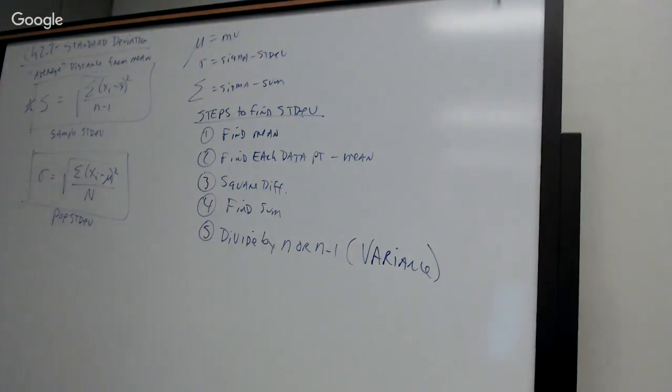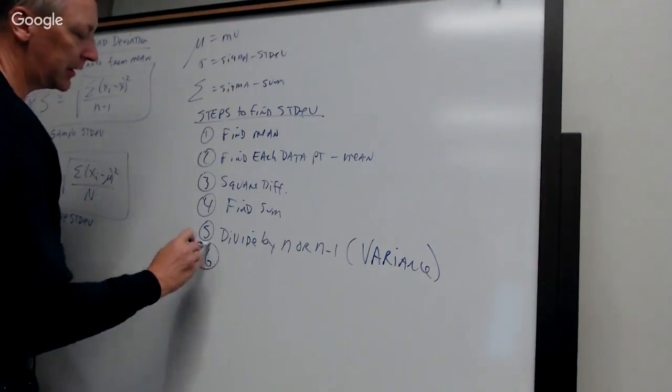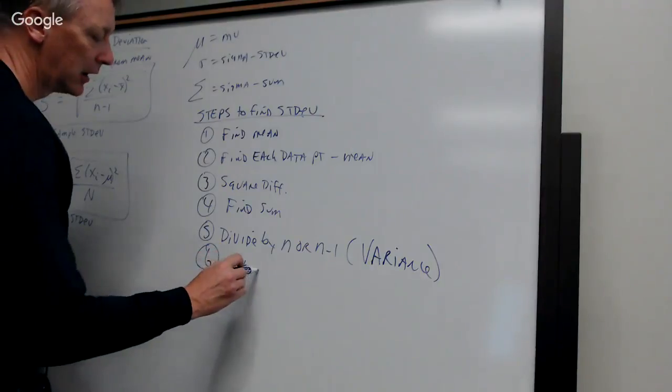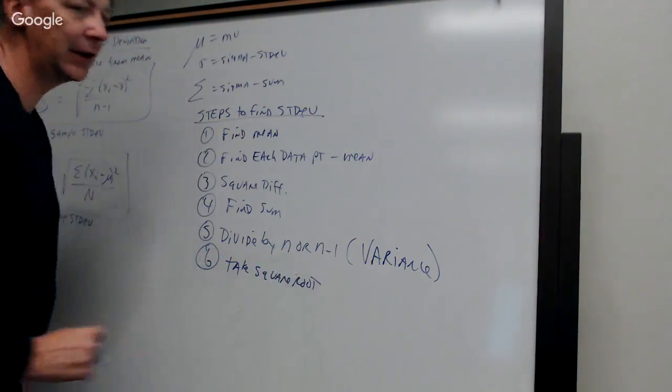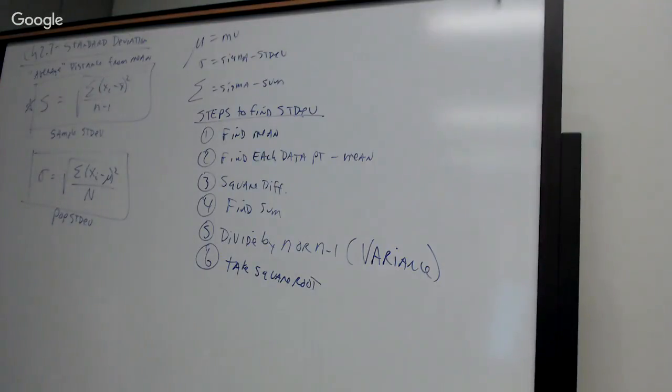If you take my Math 2040 class, you will learn a test called the analysis of variance. Sometimes we like variance. We won't learn that in this class, though. Number 6, take the square root. Now, I know those are a bunch of steps. At first, this is a little bit of gobbledygook. I wrote that down because we're going to use Excel now.